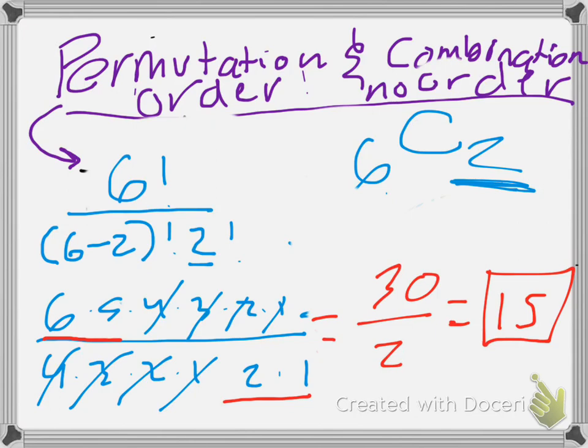You have 15 types of pizzas you can make from choosing 2 meat toppings from the 6 total. So in total, you have 15 types of pizzas you can make.